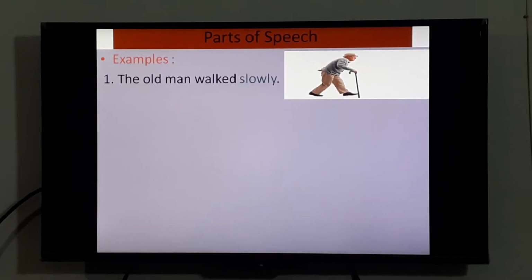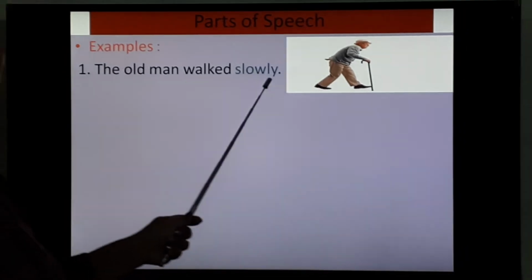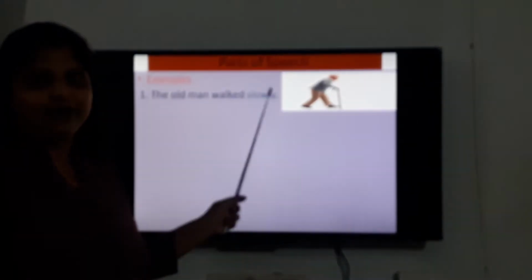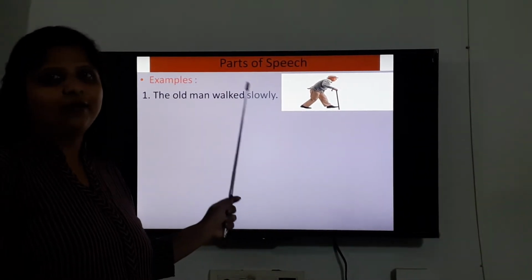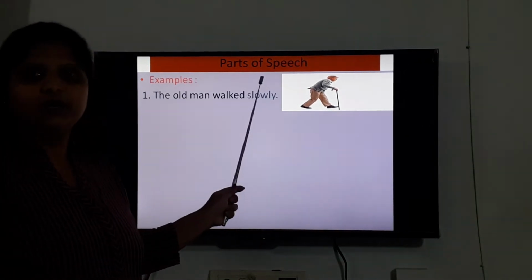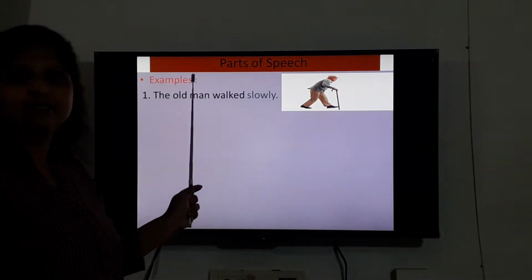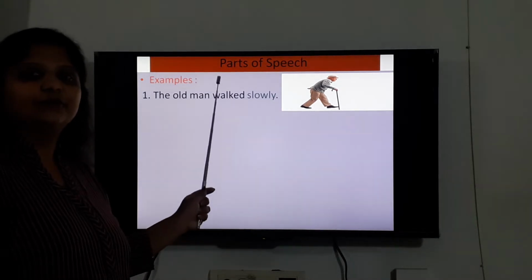Let's see examples. Okay, first, the old man walked slowly. See the picture. Now here, how to find out an adverb? I am showing you the trick to find out an adverb. First of all, to find out an adverb, you have to go to the verb. So find out the verb from the given example or sentence. So here the old man, that is the subject. After that, walked. Walked, that is the verb.